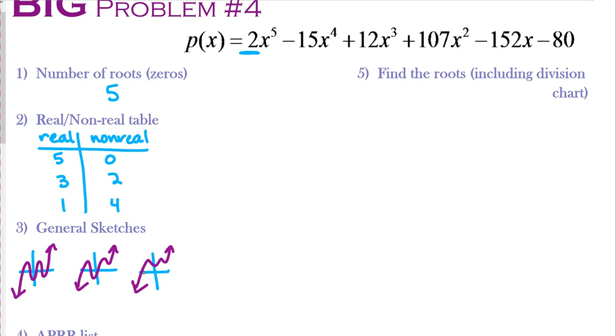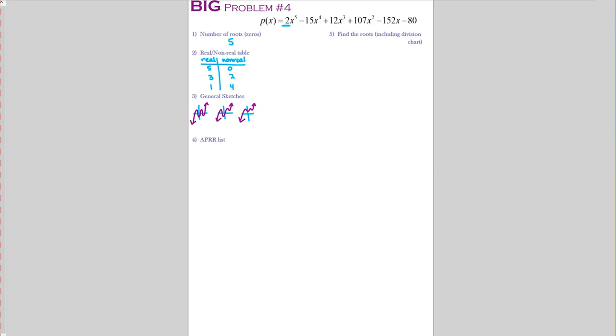Okay, now for the APRR list. So for the numerators, we have all of the factors of 80. So plus or minus 1, 2, 4, let's see, it's 1 times 80, it's 2 times 40, it's 4 times 20, it's 5 times 16, 8 times 10. Okay, so I think those are all the numerators. And then for the denominator, we have the factors of 2, so plus or minus 1 and 2. And so for the APRR list, we're going to have all of those numerators over 1.